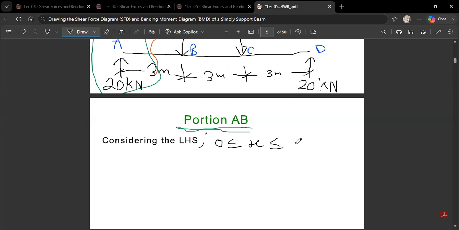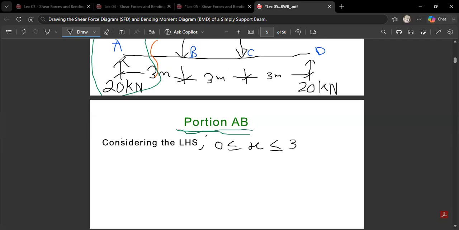Okay. Portion AB starts from what? 0 and ends at what? 3. So always, that is how it's going to be. Okay. So that is how the intervals I have just put over there. So let's draw the portion that I have cut. That is the left hand side. We are coming to draw just the left hand side.